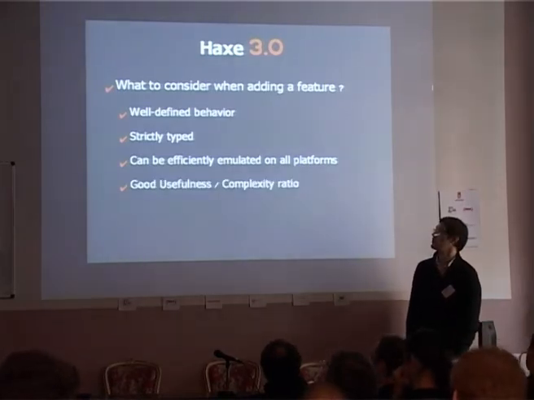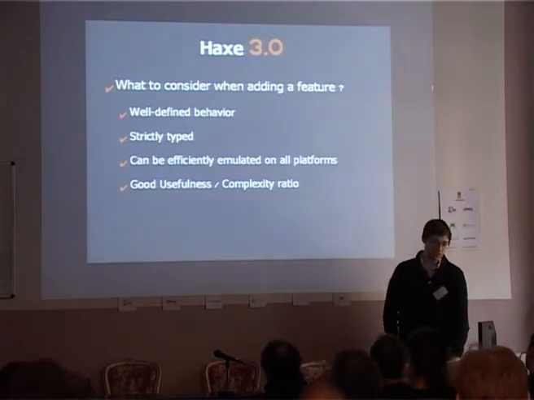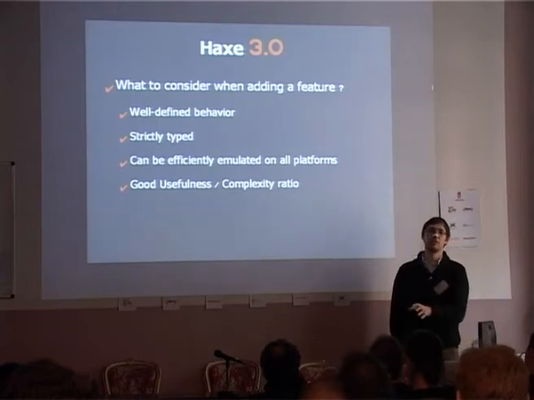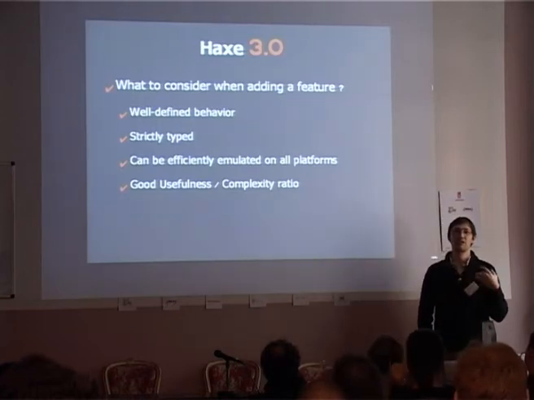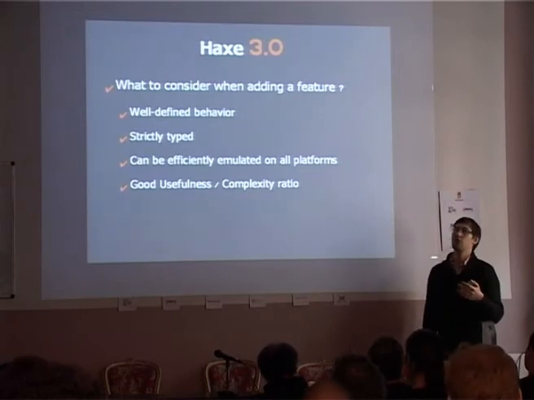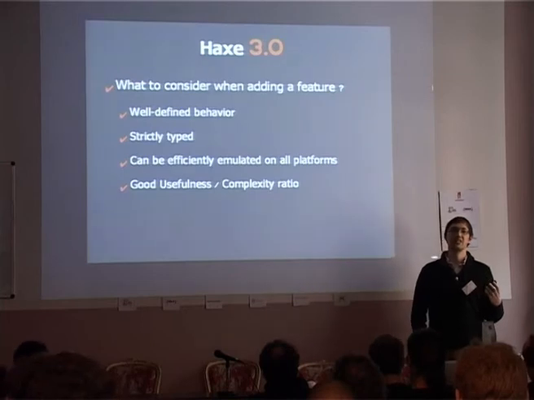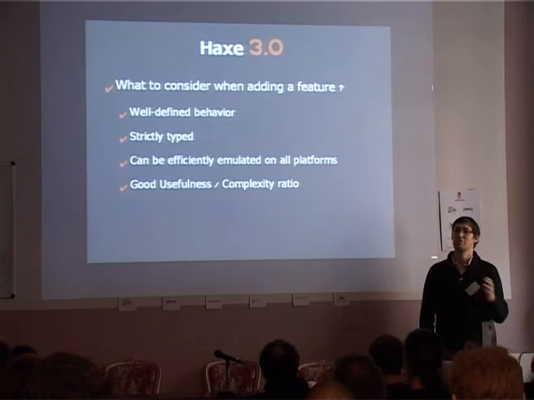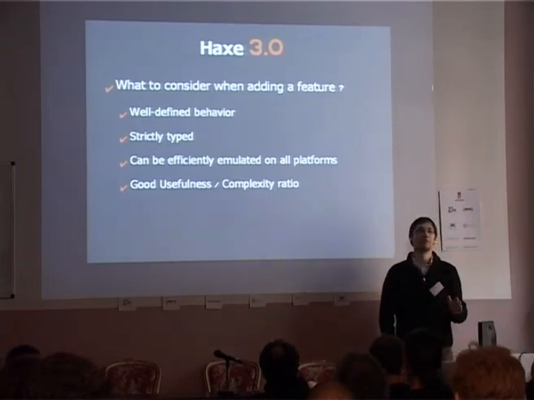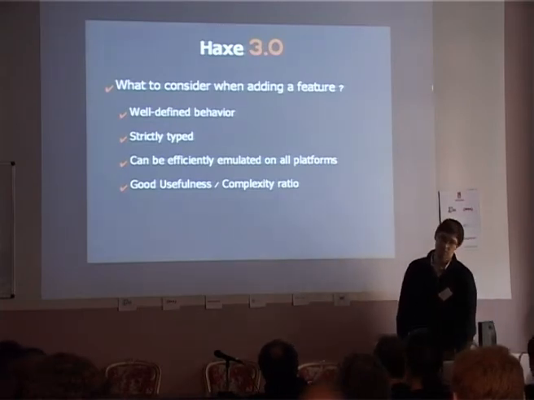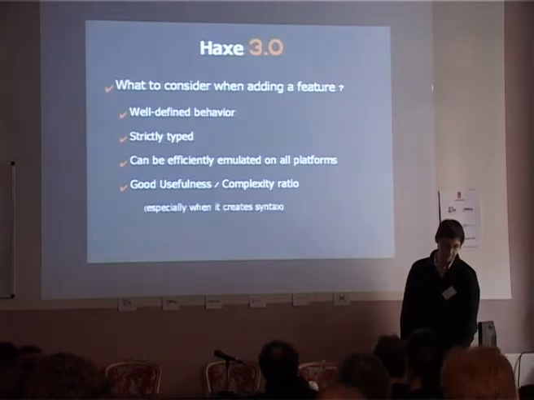And you have to have a good usefulness to complexity ratio, so we don't want to add something which is not so useful but really complex to add for the platforms. Because you know that Haxe already has a lot of platforms, and we will have many more in the future. So we don't want to get to a state where adding a new platform is impossible because there are so many complex things to do that it doesn't work. So keep it simple, keep it easy, and at the same time, get maximum power for the end user with these feature sets.